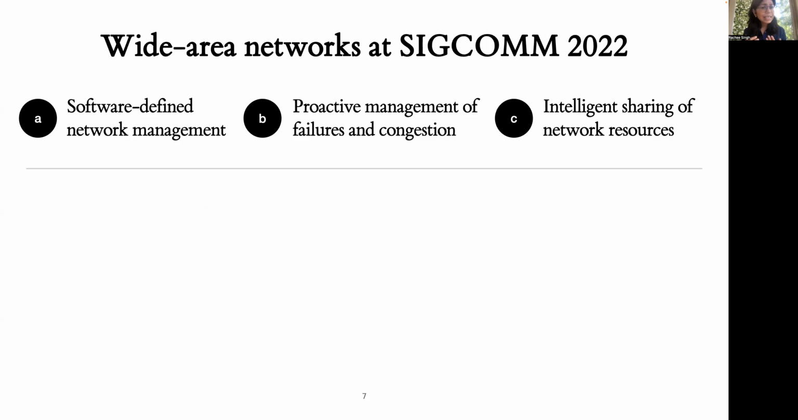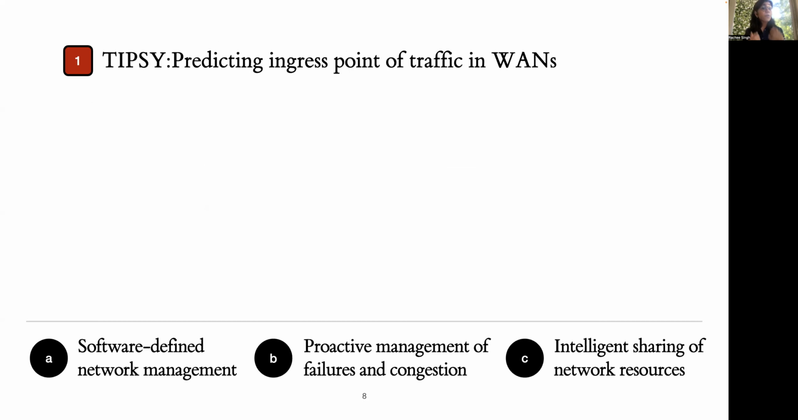With that, let's take a look at the 5 papers that will be presented in the WAN session at SIGCOMM. I'm going to put these papers in the context of the 3 themes that we just discussed. So the first paper of the session is STIPSy.